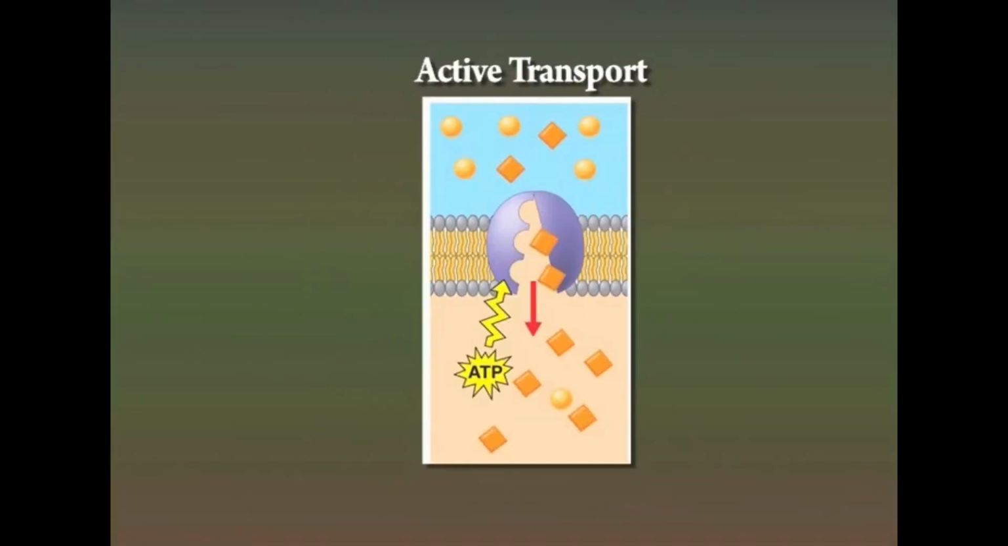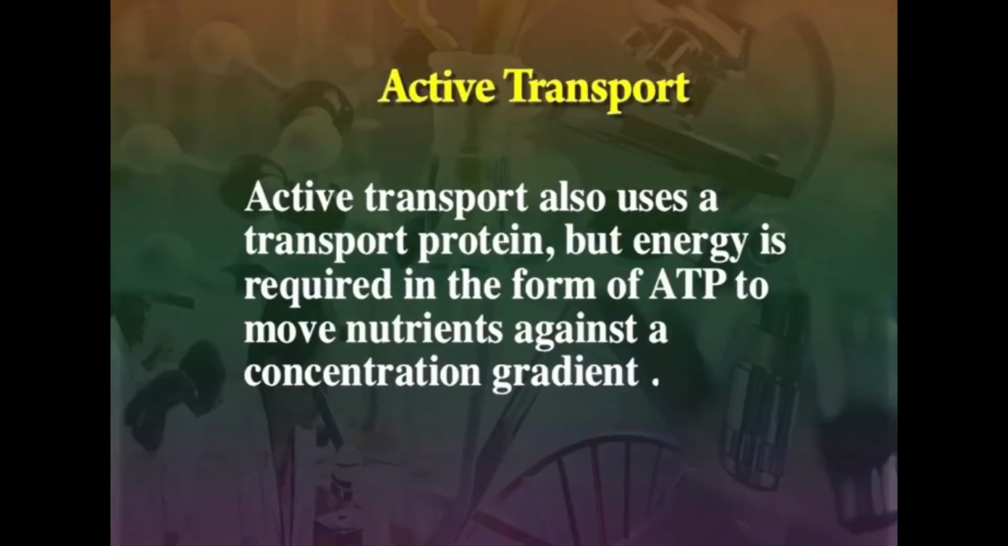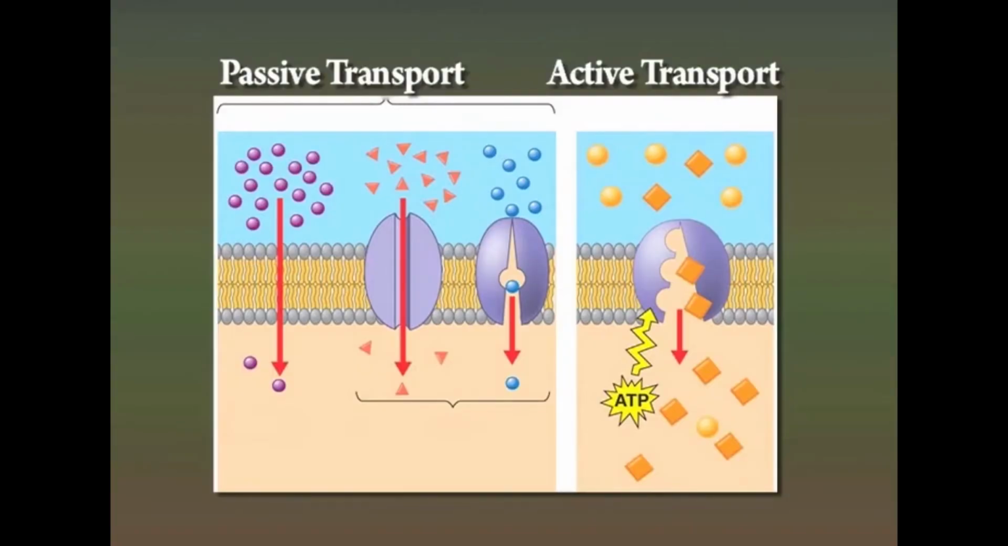Second, we have active transport. In active transport, a transport protein is used, but energy is required in the form of ATP to move nutrients against a concentration gradient. So, the basic difference between passive transport and active transport is that in active transport, energy is required in the form of ATP to move nutrients against a concentration gradient.